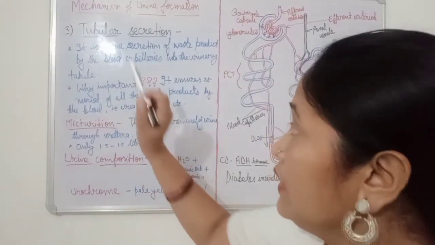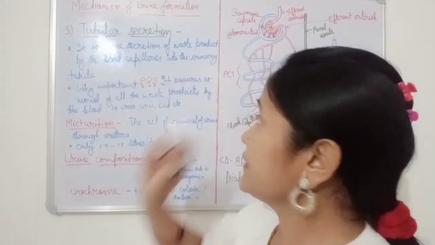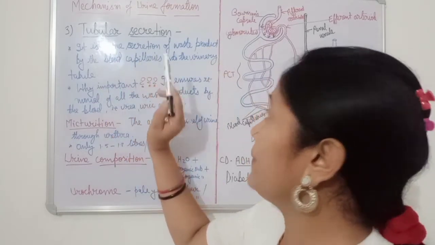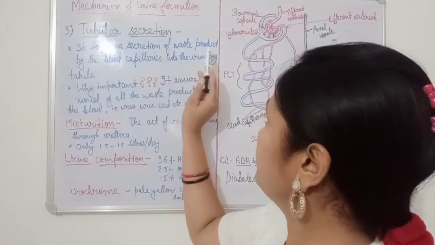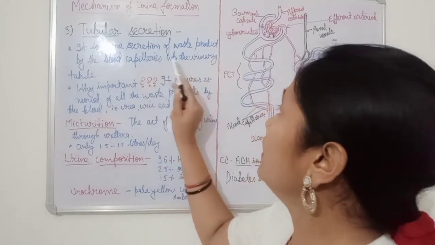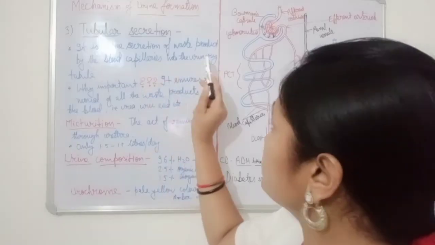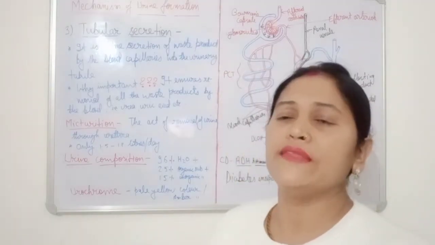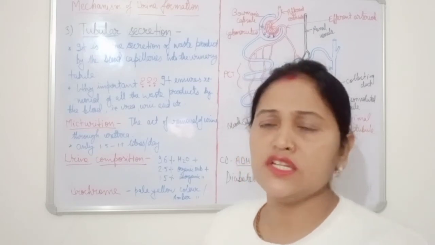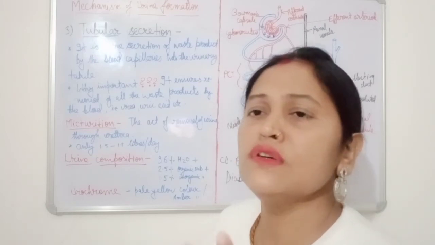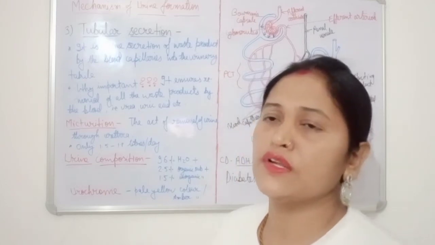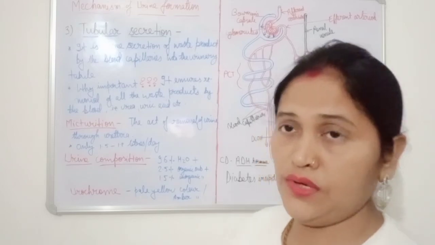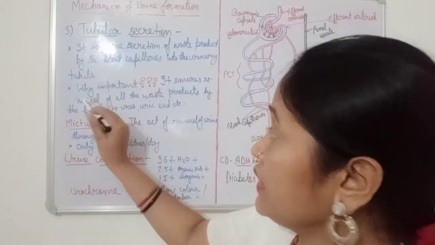Now what is tubular secretion? It is the active secretion of waste product by the blood capillaries into the urinary tubule. Again they will return the waste product that has been collected during the reabsorption process into the urinary tubule for further propagation as urine. So very important. So why important?